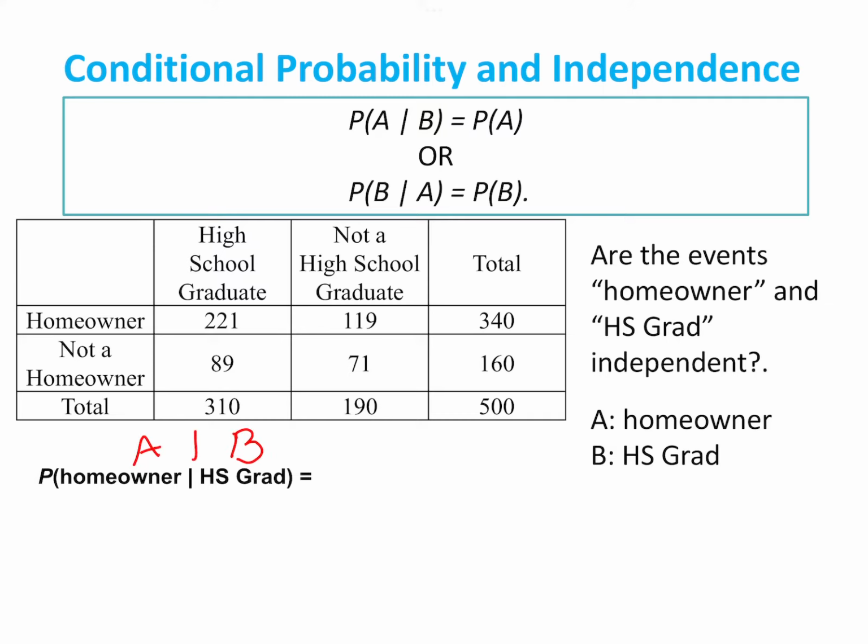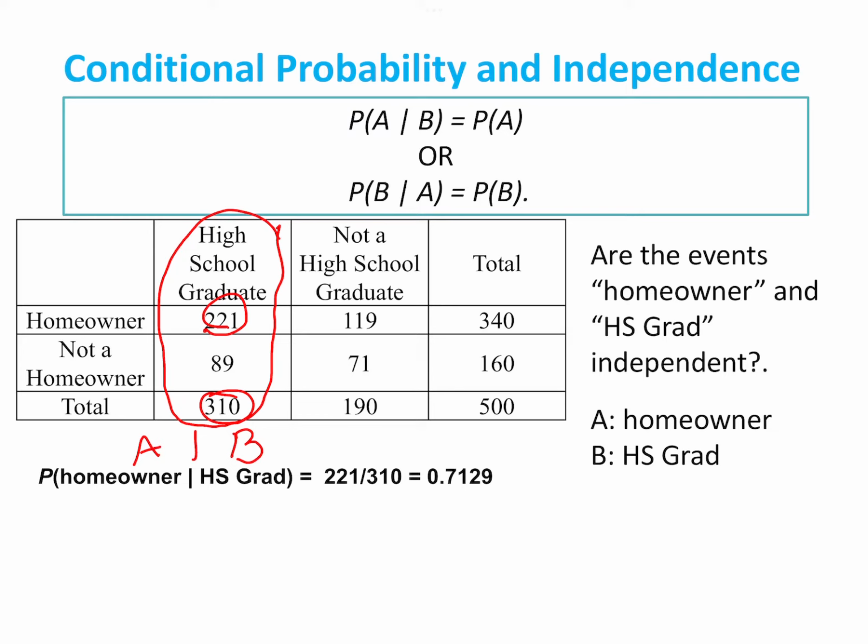So the probability of A given B here: I'm given B, I'm given they're a high school grad, so all I care about is this row right here. And then I want the probability that they're a homeowner, so that would be 221 out of 310. As a decimal, that would be 0.7129. When you're doing independence, sometimes decimals are easier to use.